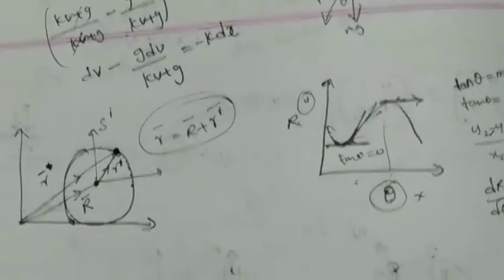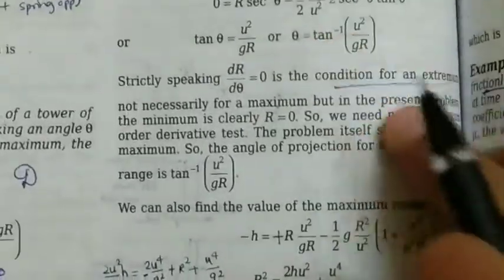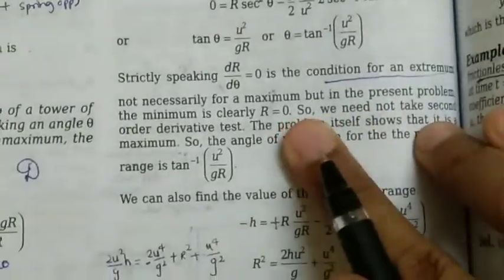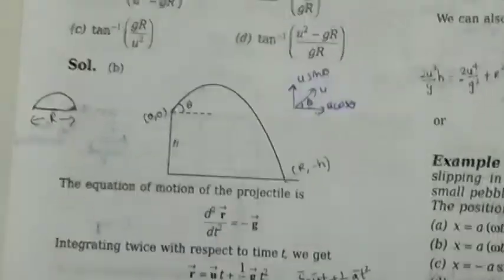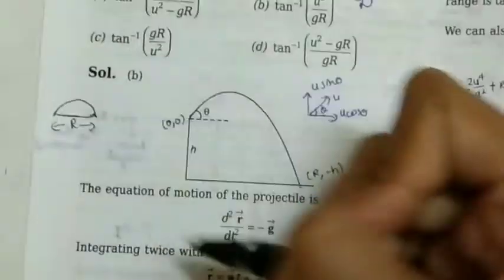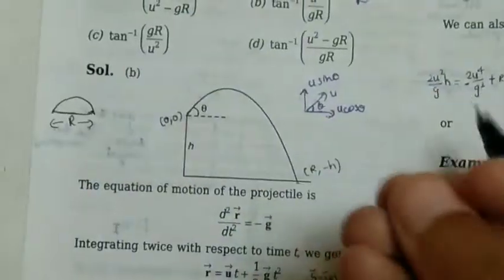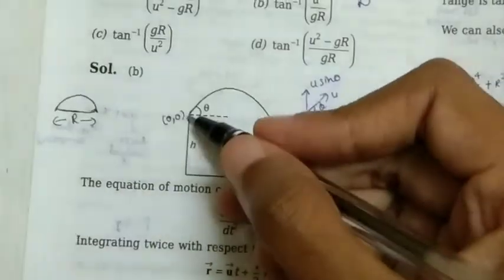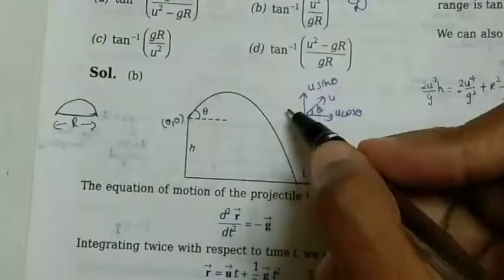Here also it is the same. That is why it was said that this is the condition for an extremum, not necessarily for a maximum. But in the present problem, the minimum is clearly equal to 0. From the diagram we could imagine it simply: if we throw up at 90 degrees, it would fall down without going forward in the x direction, so the range would be 0. So it is clear that the range of 0 is the minimum.